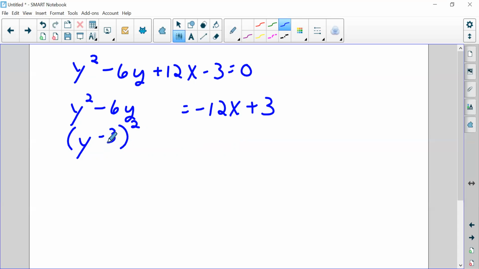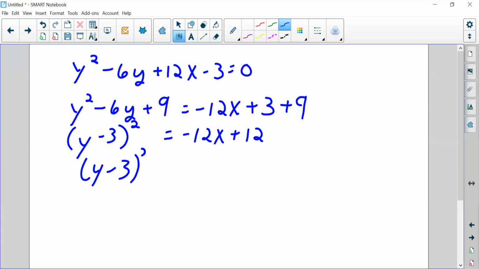And -3 squared is 9. So I got to add 9 here. And what I do to the left-hand side, I have to do to the right-hand side. So I add 9 here. So that gives us a -12x plus 12. So I get y minus 3 squared equals -12 parentheses, not plus, x minus 1. So I had to factor out that negative. That has to be a 1.